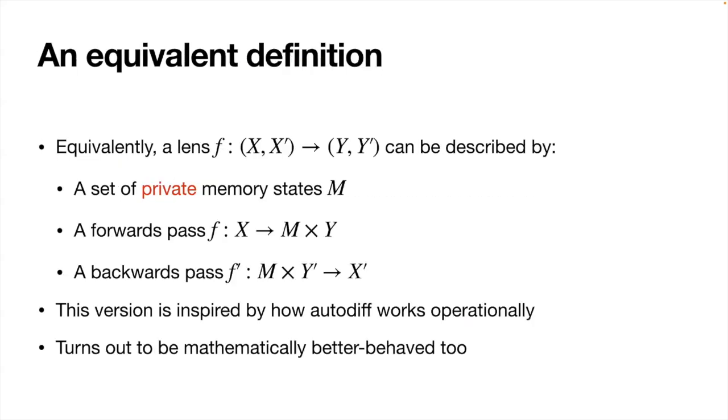There's a different definition that turns out to be equivalent. This definition is harder to understand because it relies on a technical definition of this word private, which I'm not going to tell you. But if you get it right and you do a bunch of theory, it turns out to be equivalent. Equivalently, this thing can contain some set of private memory states. The forwards part goes from the forwards input, gives you a forwards output and writes to the private memory state. And then the backwards part goes from the backwards input to the backwards output, and it reads from the private memory. As long as you're careful about what private means, this is equivalent.